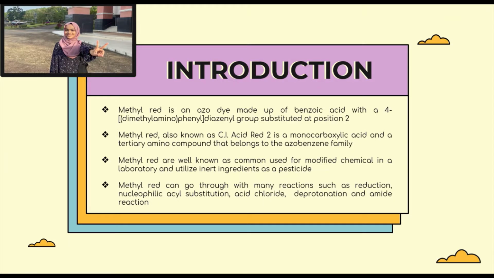Introduction part. First of all, methyl red is an azo dye made up of benzoic acid with a 4-dimethylaminophenyl diazenyl group substituted at position 2. Methyl red, also known as CI Acid Red 2, is a monocarboxylic acid and a tertiary amino compound that belongs to the azobenzene family.